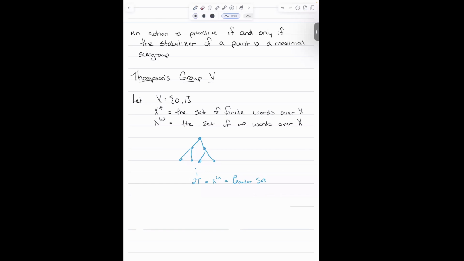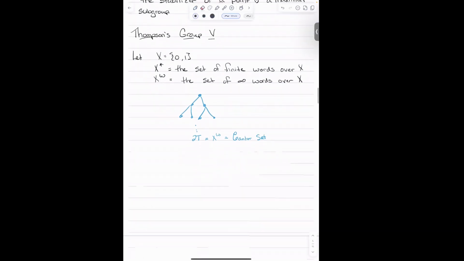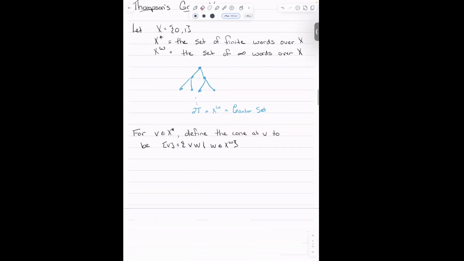All right, so V, it turns out, does not act on the tree, but it does act on the boundary of the tree. And to build this action, we first want to talk about something called cones. So for a vertex V in the tree, we define the cone at V to be the set of infinite words, the set of points in the boundary, that have V as a prefix. So the image here, you have your tree. Let's say this is your vertex V. Then the cone is all these points in the boundary.